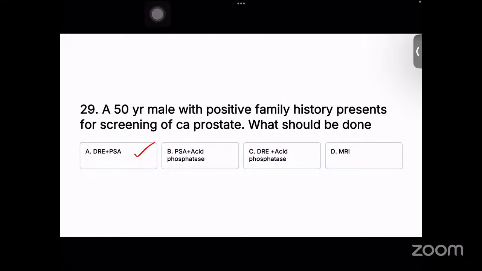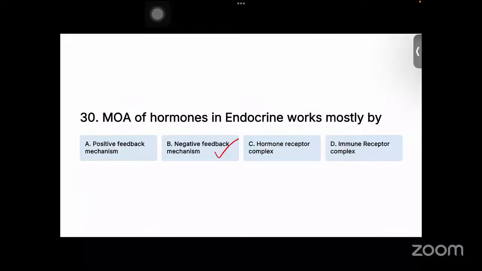And MRI is not a screening tool. It is used whenever the patient has a known cancer. So by removing acid phosphatase and MRI, we are left with only one option, which is DRE and PSA. So on a elimination basis or on the optimal basis, we can go for the DRE plus PSA. Next, MOA for hormones in endocrine works mostly by negative feedback mechanism.